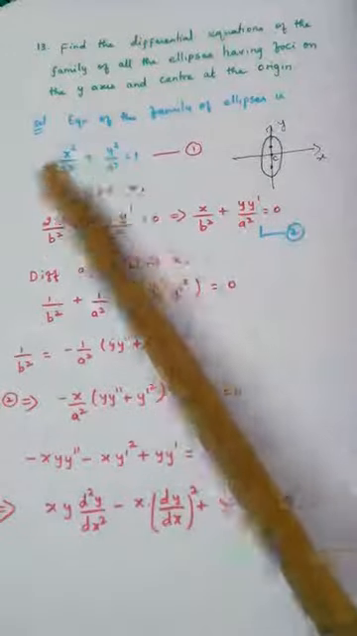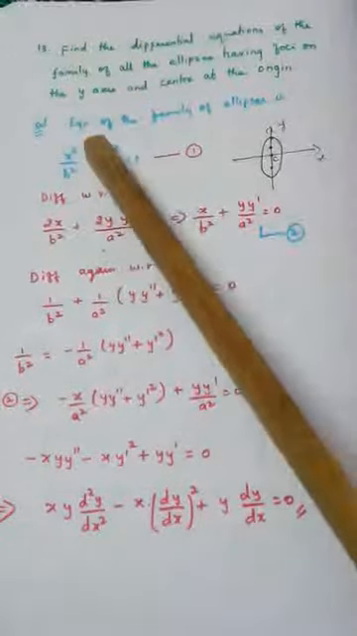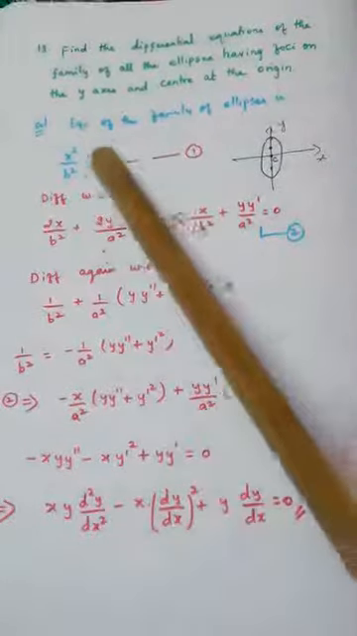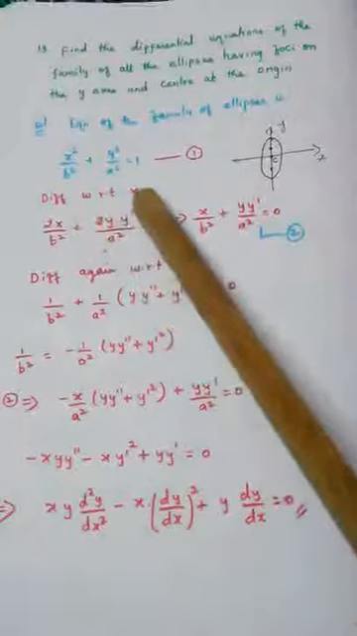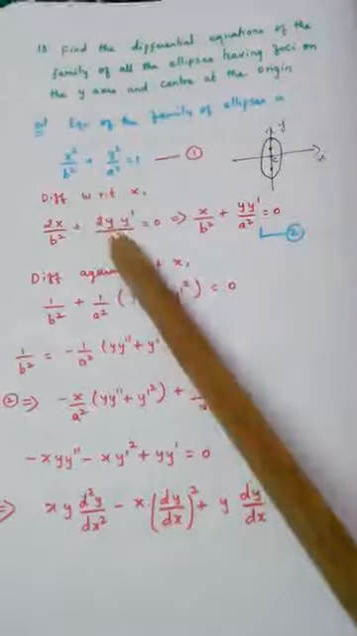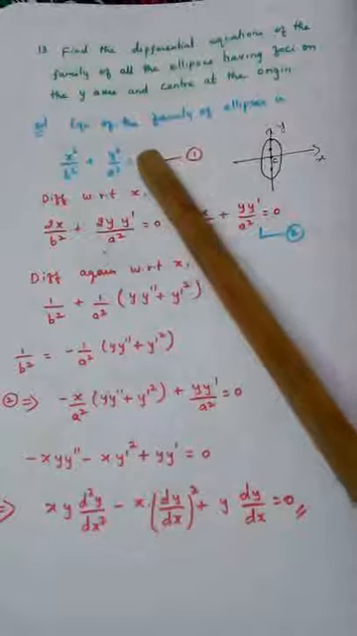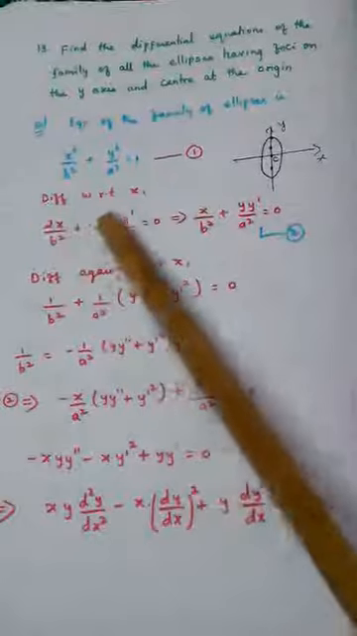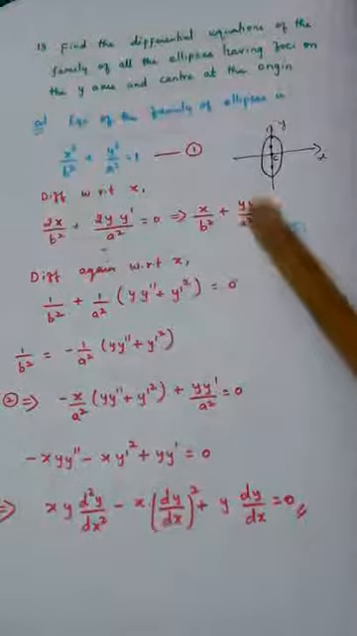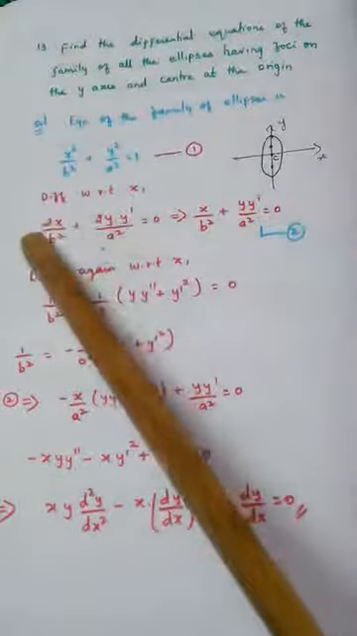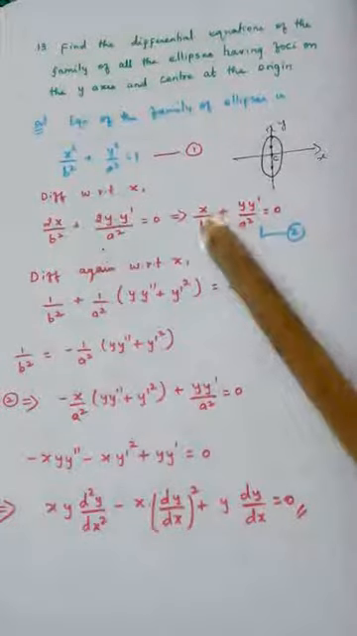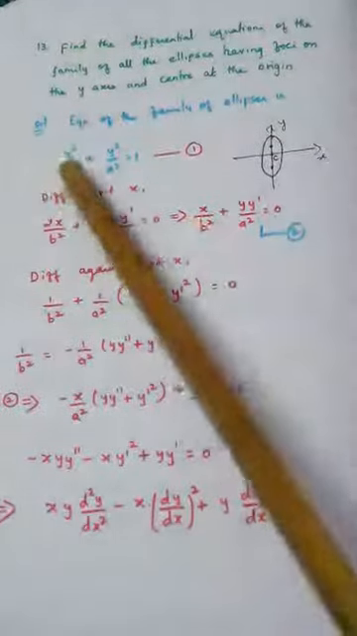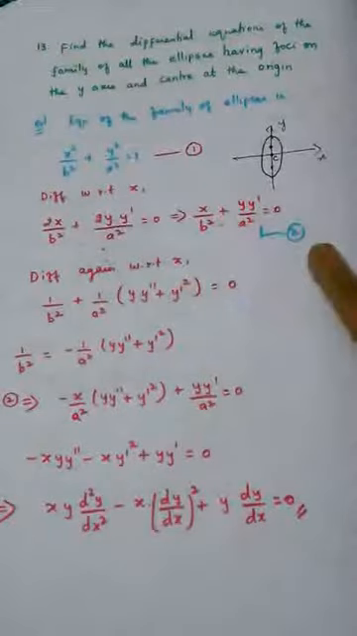So differentiate this with respect to x. X square differentiation is 2x, b square is constant, so it will remain. Y square differentiation is 2y into y dash. 1 by a square is constant, so it remains. On the right hand side, 1 is a constant, so it becomes 0. So dividing this equation by 2, the 2 will get cancelled and the remaining I have written here. This equation is the first equation and this is taken as the second equation.